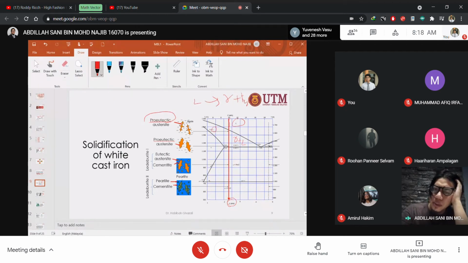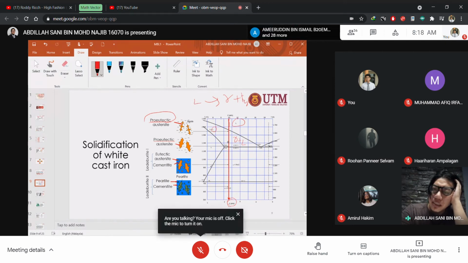here we have austenite and also liquid. We have a mixture of austenite and liquid. And once the temperature goes down beyond the eutectic temperature, the remaining liquid which did not transform yet will solidify as two components.